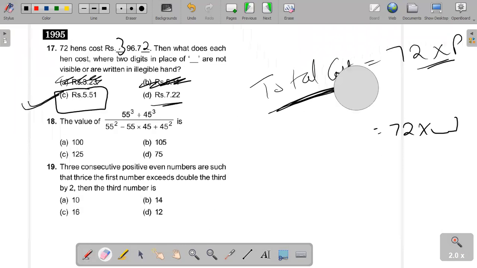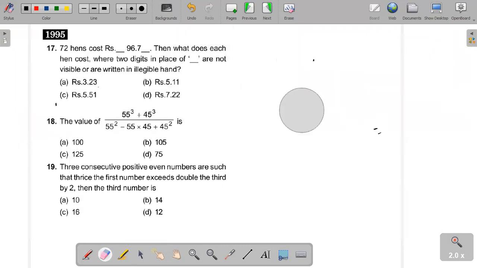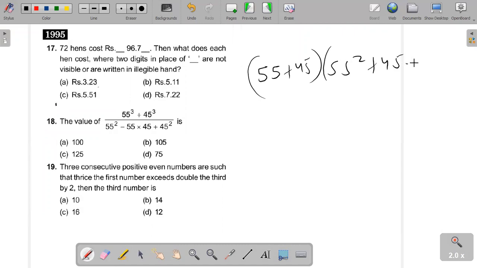Okay, so this is a simple question. A cube plus b cube, if you use the identity, 55 plus 45, a plus b, then a square plus b square minus ab. The same formation is in the denominator, so this will be cut by this. The answer would be 100.